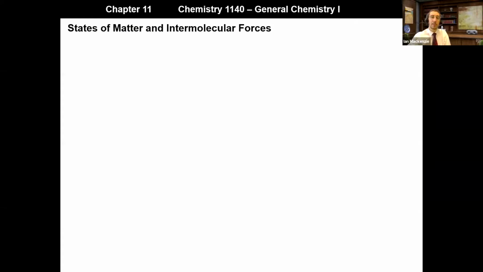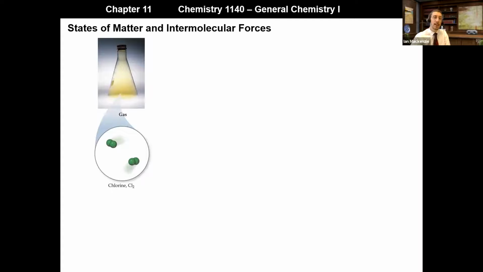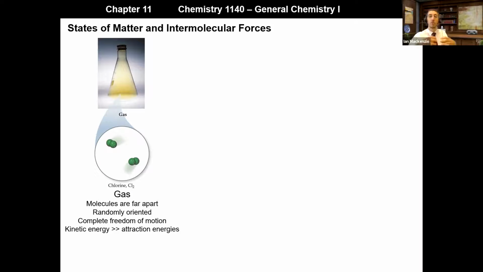So to begin this topic, let's just briefly return to the 3 states of matter and some of the features of them. So if we take a gas, and let's just look at chlorine gas here, we can note a few common features of gases, and that's that the molecules are far apart from each other, they're randomly oriented, they've got complete freedom of motion, and in the gas phase, the kinetic energy, that is the energy of motion, is much, much higher than any attractive energies between molecules. Remember, we said that gas molecules behave as if they were entirely isolated. They don't really have interactions with their neighbors.